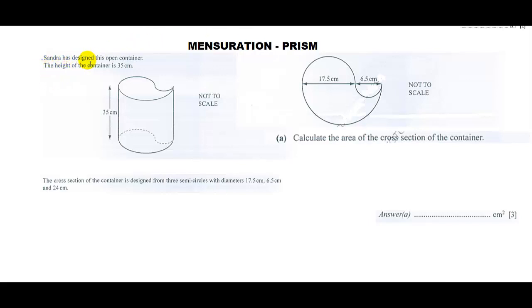Sandra has designed this open container. The height of the container is 3.35 centimeter. The cross section of the container is designed from three semicircles with diameters 17.5 centimeter, 6.5 centimeter and 24 centimeter. Calculate the area of the cross section of the container.